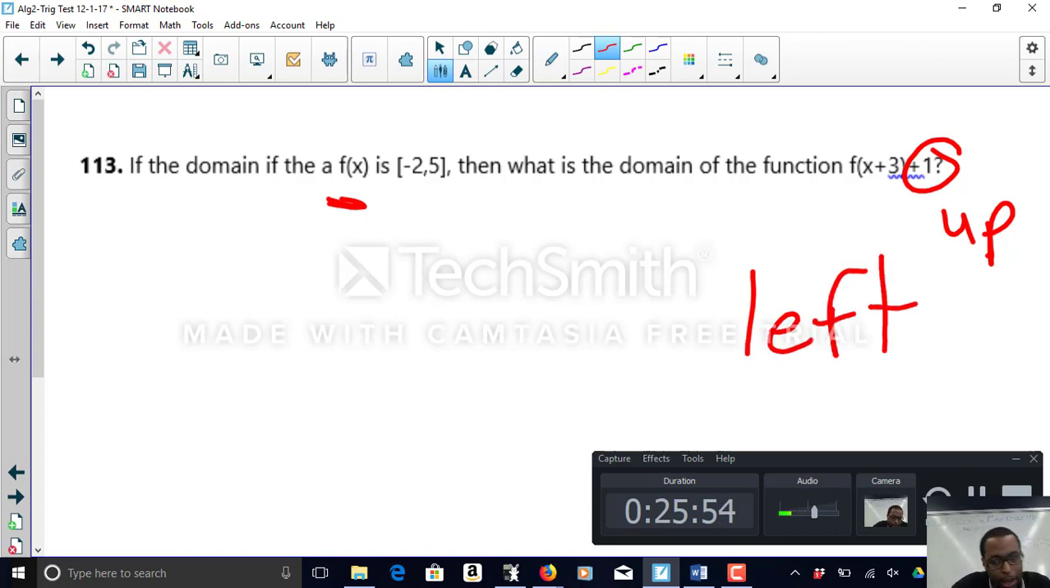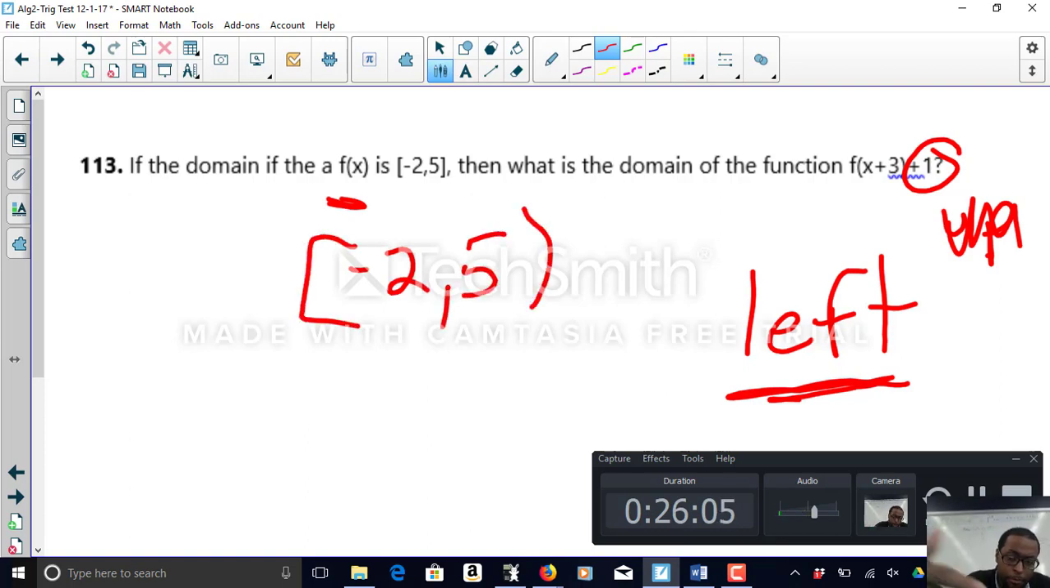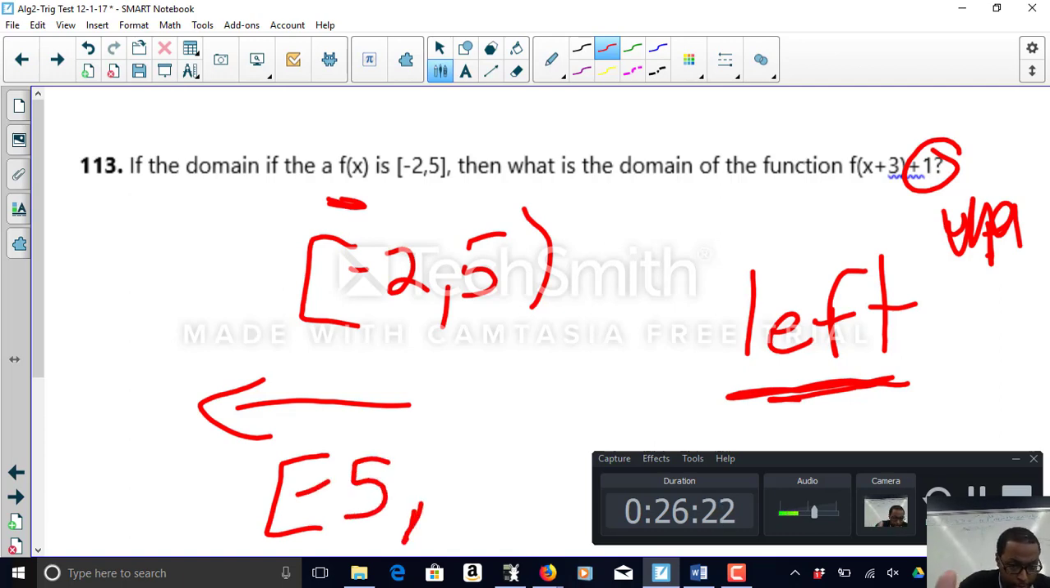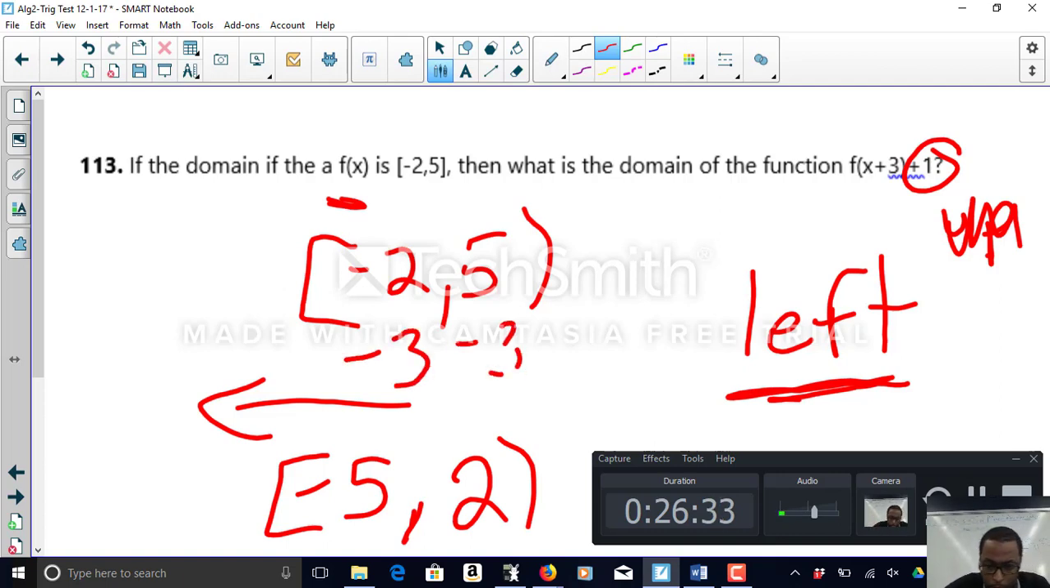So if I'm looking at the domain, I don't really care if it moved up. I more care if it moved left. So if I'm moving left and my domain is negative 2, 5, and I move left 3 times, that means the graph had to have moved over that way. So if I move left 3 times, I'm going from negative 2 to now negative 5. Still moving left, if I'm at 5, I'm now moving to 2. So all I simply did in this case, because I'm moving left, is minus 3. Okay, we just minus 3.